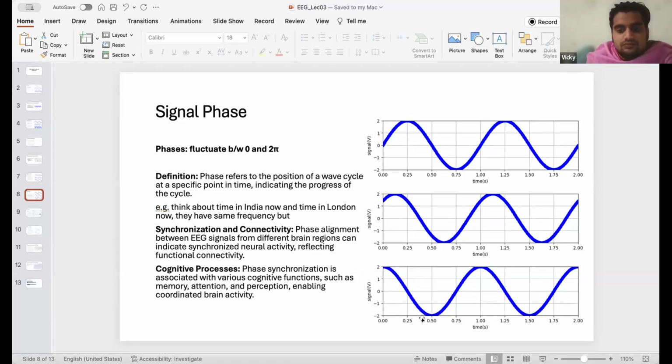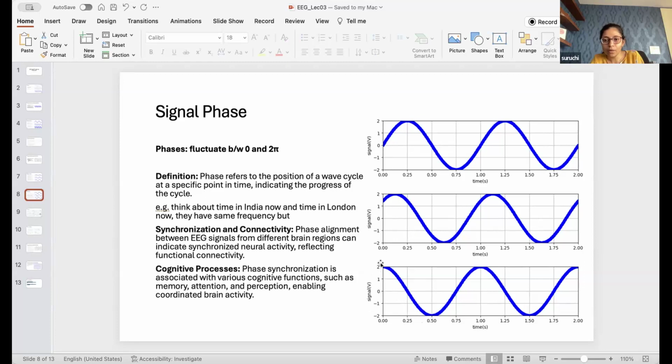So what is changing? We're just shifting it. That's what's changing. That shift is called phase. One way to think about it is, at t equal to 0, what is the value of your wave? Here at t equal to 0, the signal value is 0. Here at t equal to 0, it's something higher. Here at t equal to 0, it is actually the highest.